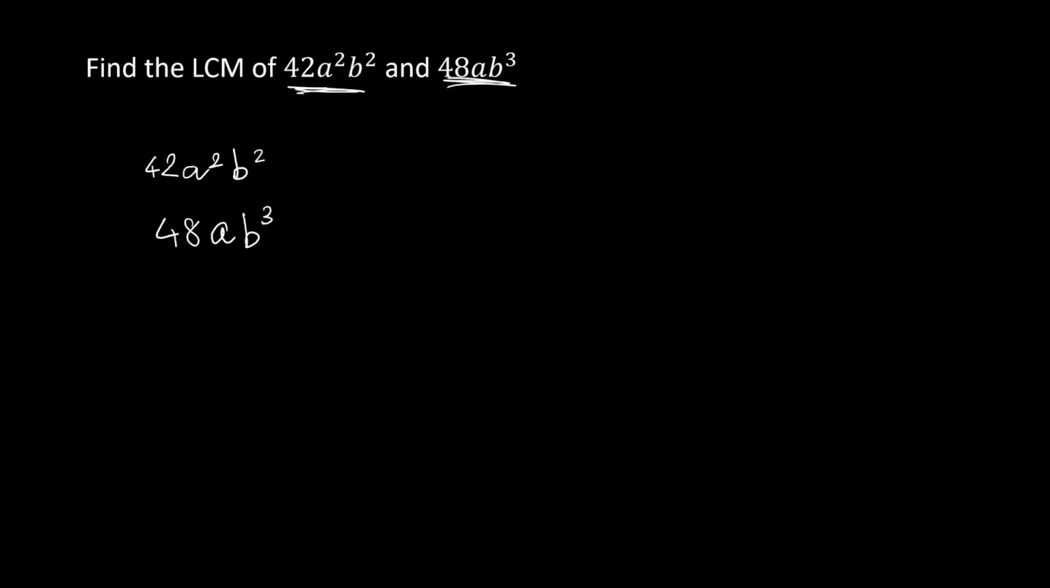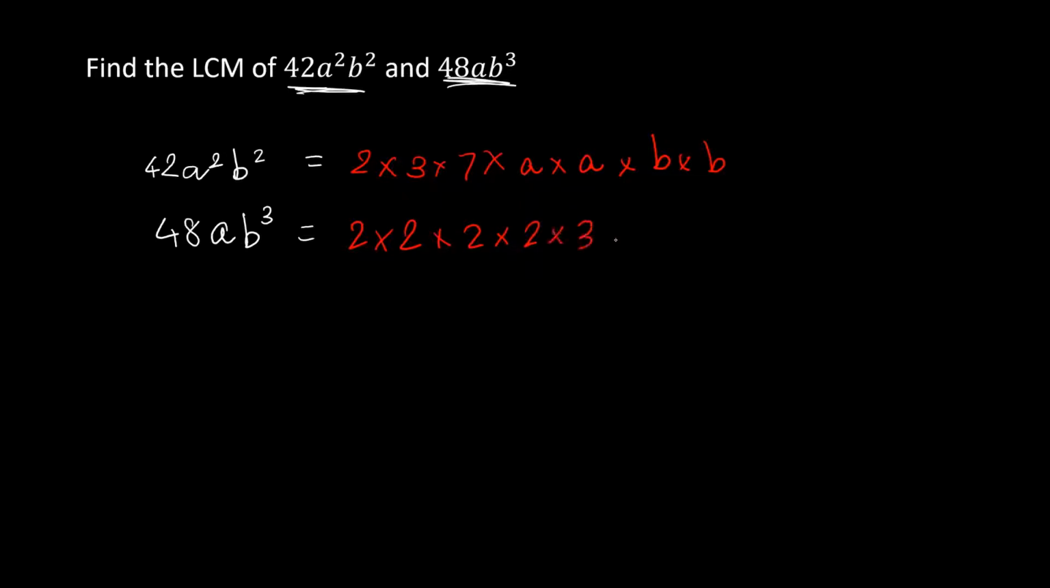a b cube, and these are going to be written as, now this 42 is 2 into 3 into 7, and now a square, that is a into a, and b square will be b into b. Now the same with 48, it's going to be 2 into 2 into 2 into 2 into 3, and then a and b cube is b into b into b.